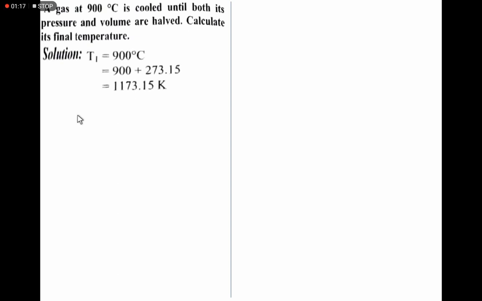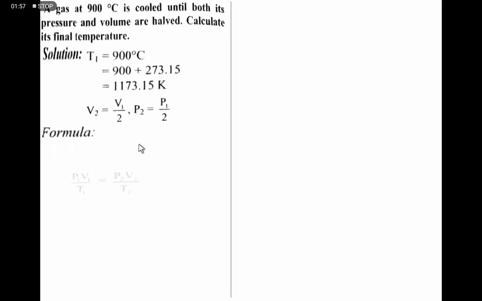Given T1 is 900 degrees Celsius, we have to convert it into kelvins. So 900 plus 273.15, it becomes 1173.15 kelvins. V2 is V1 by 2, P2 is P1 by 2 according to the given condition. Second time volume and pressure is half of the volume and pressure of the first time.